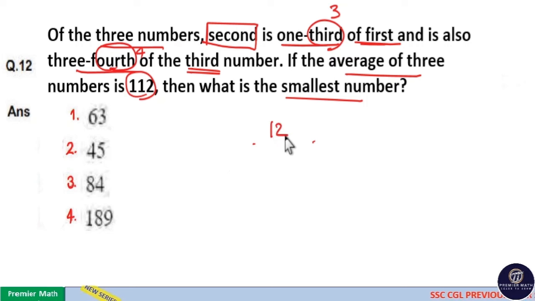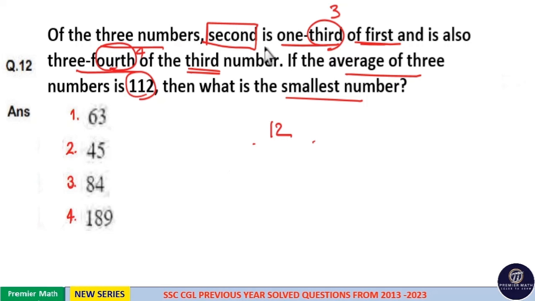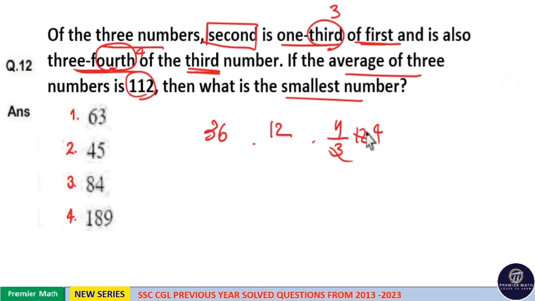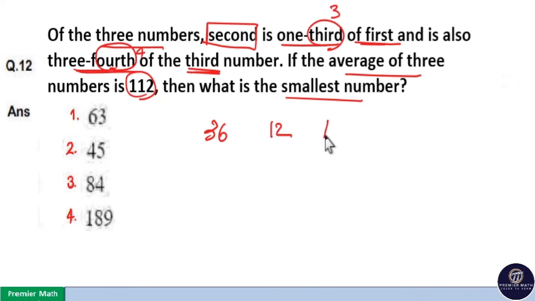I'll take the second number as 12. Now second is 1/3 of first, which means the first number is 3 times the second, that is 3 into 12, 36. And the third number is 4/3 of the second number, because second is 3/4 of third. 3/4 of third means third is 4/3 of second. Now 3 goes 4 times in 12. 4 into 4, 16 is the third number.